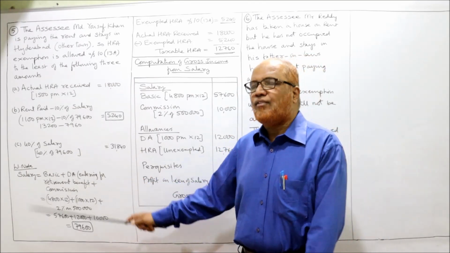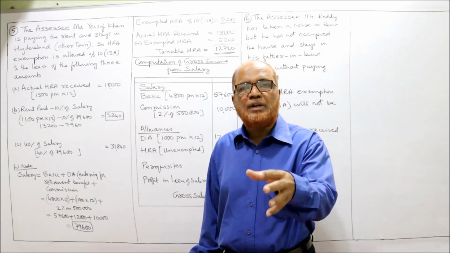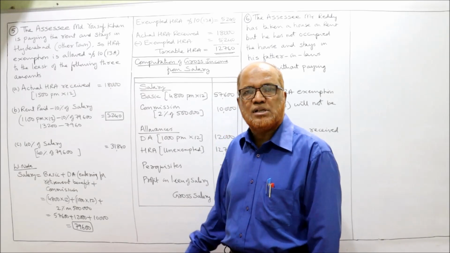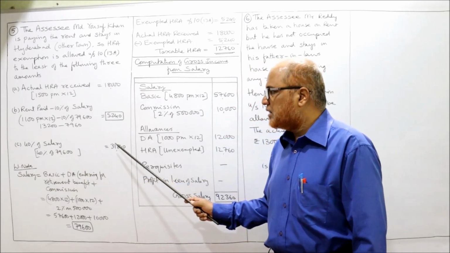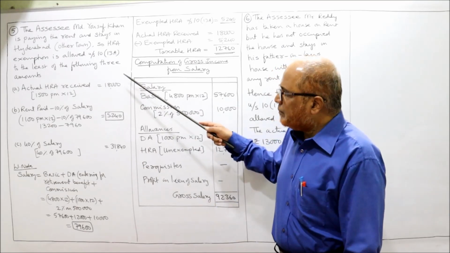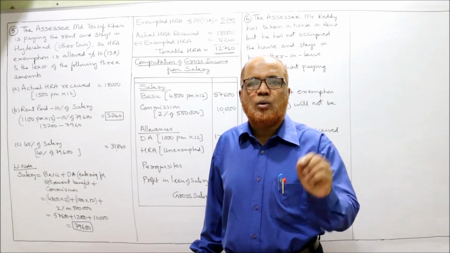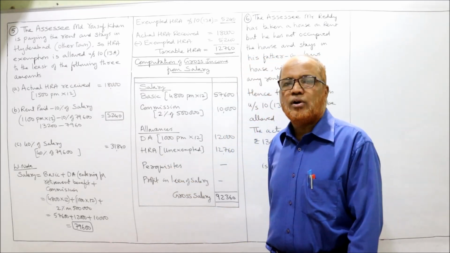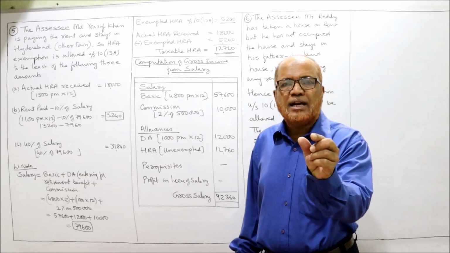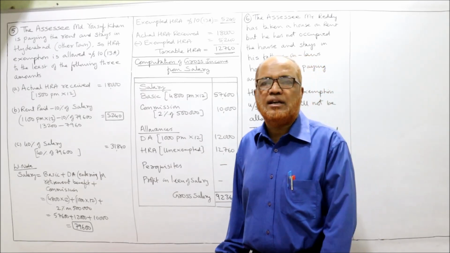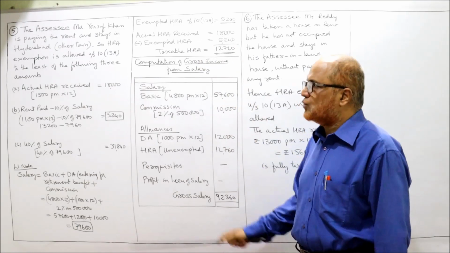Second. Third one, 40% of salary for other town. If metro cities are there, 50%, other towns 40%. So 40% of salary, 40% of 79,600, 31,840. In these three, the least is exempted. Which is the least one? 5,240 is the least among these three. That is the exempted amount under section 10(13A). So here exempted HRA under section 10(13A) is 5,240.